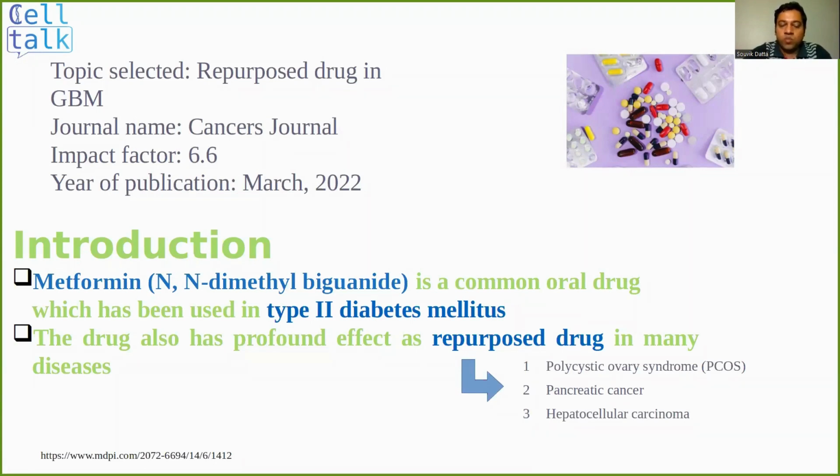So what is metformin? Metformin, as we all know, is a very common oral drug, which is used specifically for the treatment of type 2 diabetes mellitus. And it has a profound effect as a repurposed drug in many diseases like polycystic ovary syndrome, pancreatic cancer, as well as hepatocellular carcinoma. Along with this, there are many clinical studies going on with metformin in ovarian cancers as well as in colorectal cancers.